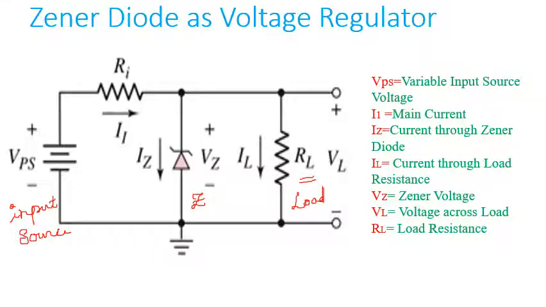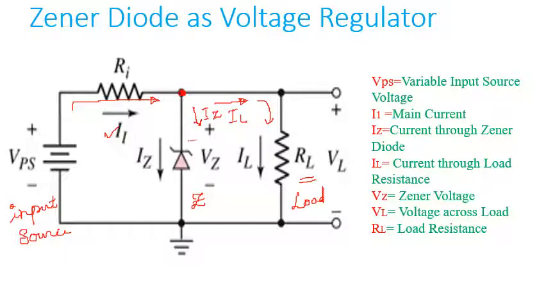If you see the currents and voltages, the VPS, the input source, is responsible for the main current which is I1, which flows through the circuit. It comes to a junction where it gets divided into IL, which is the current which flows through the load resistance, and a current through the Zener, which we refer to as IZ.